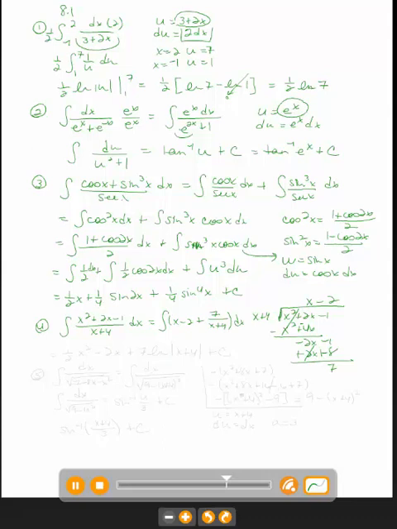Okay, well the integral of x is 1/2 x squared. The integral of negative 2 is negative 2x. And then there's another natural log, so it's 7 natural log of x plus 4. And then don't forget your plus c.